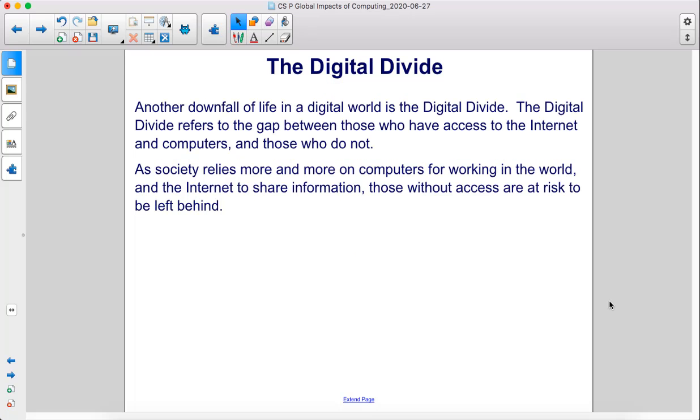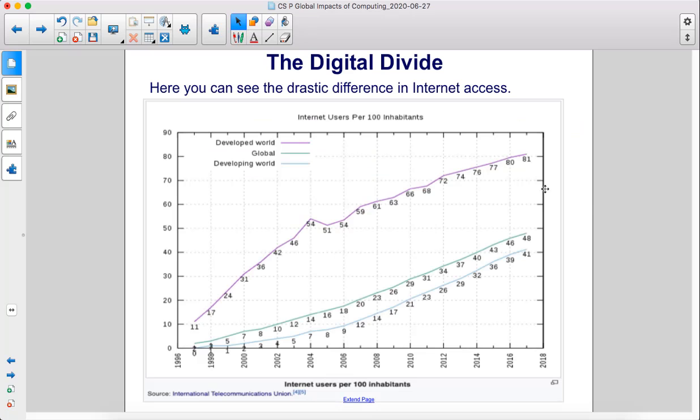Another downfall of life in a digital world is the digital divide. The digital divide refers to the gap between those who have access to the internet and computers and those who do not. As society relies more and more on computers for working in the world and the internet to share information, those without access are at risk to be left behind. Here you can see the drastic difference in internet access between the developed world and the developing world.